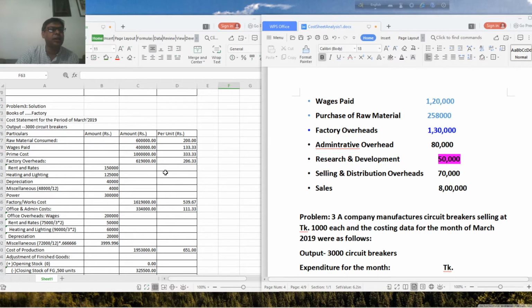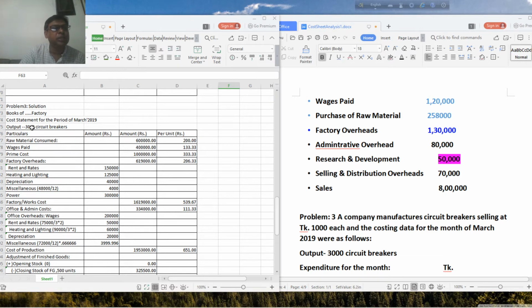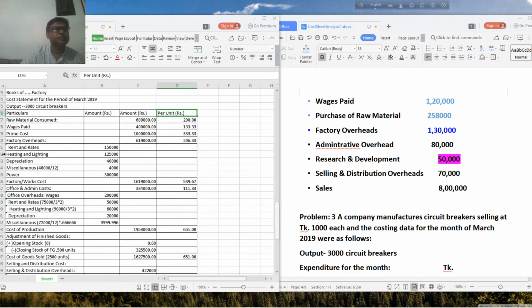Here is the working out of this problem. Books of Dash Factory, cost statement for the period of March 2019, output 3,000 circuit breakers. So we can find out the per unit cost. Raw material consumed is given, wages are given, so the prime cost we can easily find out, and the per unit also we have to find out. So we can just divide this amount by 3,000, and we can find out the per unit cost.